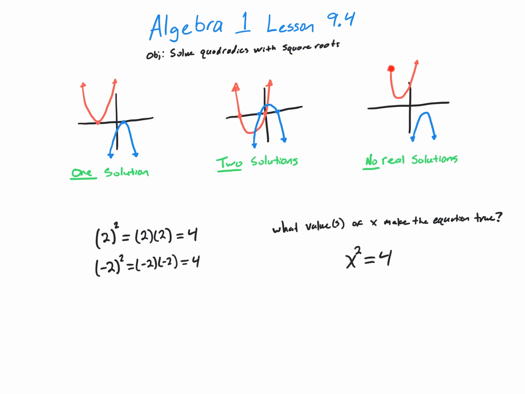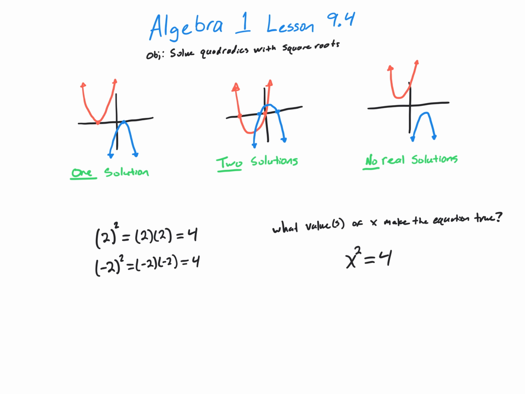And also, if it doesn't cross at all, like this red one or this blue one doesn't cross the x-axis, that means we have no real solutions. We'll learn how to find solutions for this later, but for now we're just going to say no real solutions. So just remember that you could have one, you could have two, or you could have no real solutions.